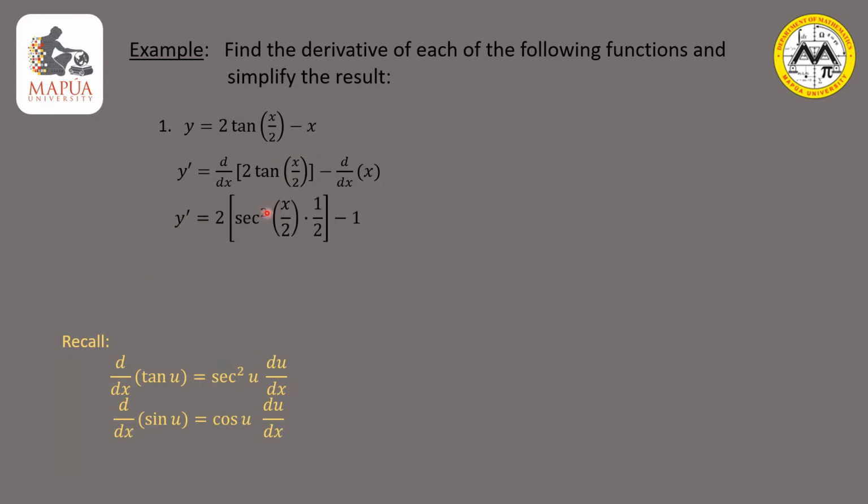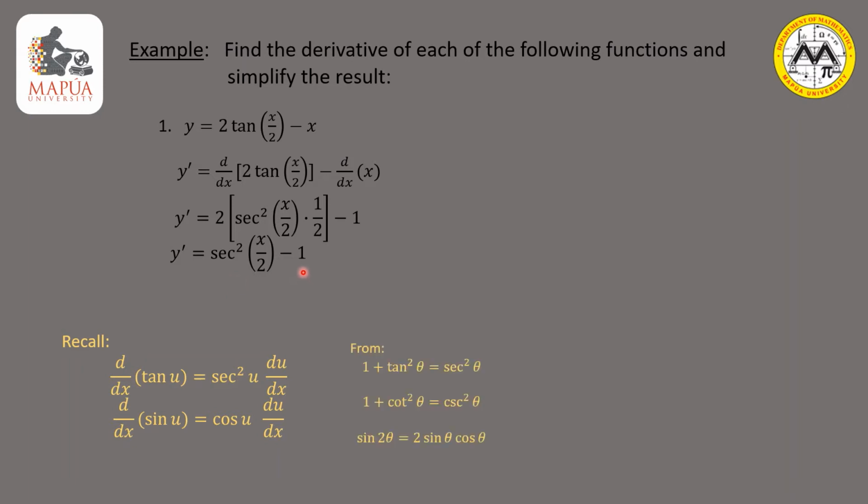So y prime now would be equal to 2 times the derivative of tangent 1/2 x, which is given by secant squared of 1/2 x times 1/2. 1/2 is the derivative of the angle 1/2 x. The second term, the derivative of x with respect to x, would just be equal to 1. Multiplying 2 with this 1/2 would reduce the first term to just secant squared of 1/2 x. And y prime would be equal to the difference between secant squared of 1/2 x and 1.